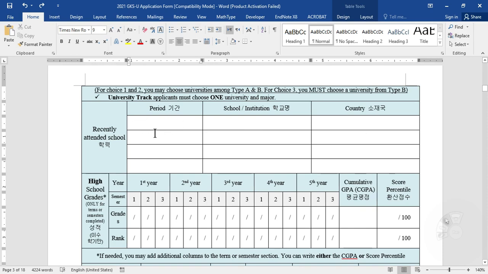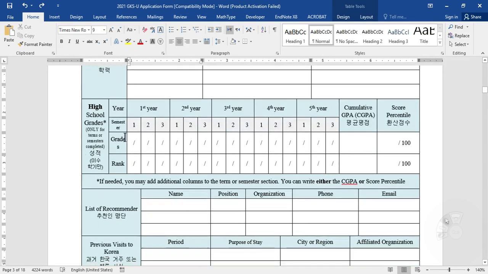Write the date. For example, you attended from 2016 to 2020, and then school name or institute name and the country and the city. For the grades, you can write simply the marks obtained over total marks. And because in our countries mostly the system is annual, so you should write just one column here and cross these all 3 or delete these 2. Okay, second and third one.